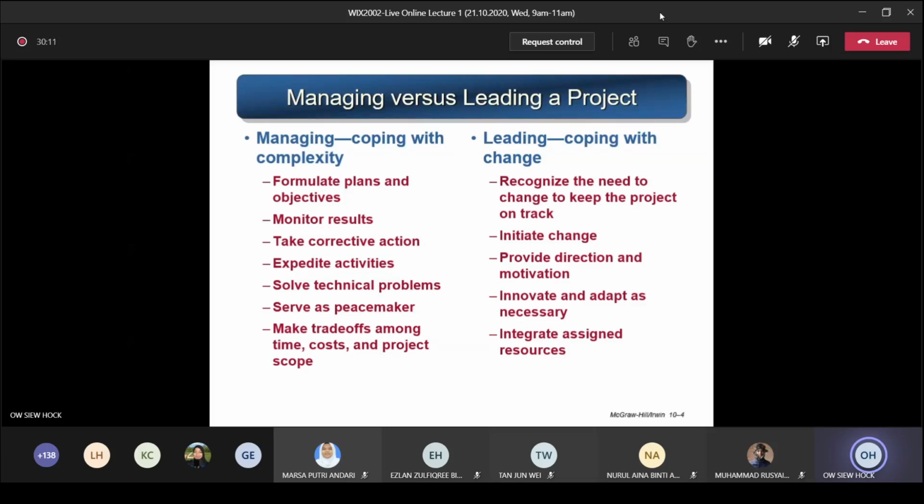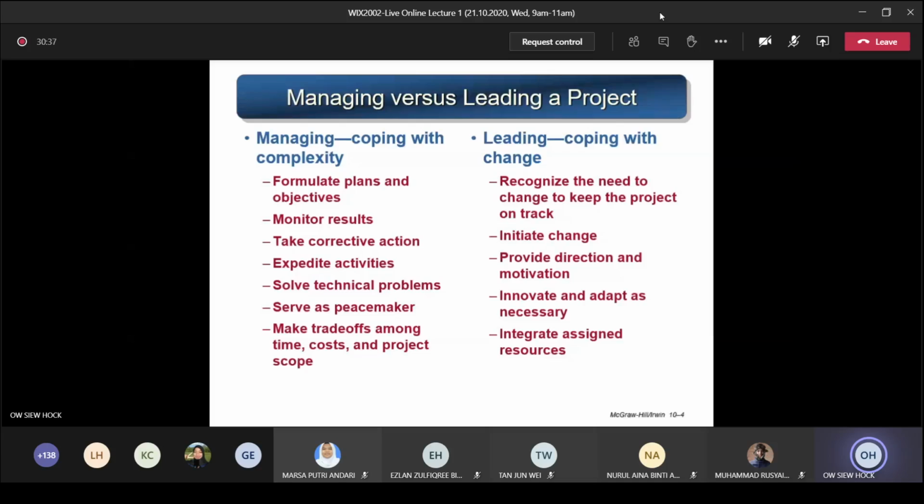If there is some kind of conflict, quarrel or argument, you have to resolve the conflict amicably. Make trade-offs among time, cost, and project scope. Many of you, a few teams, are facing the problem of project scope, so you need to make a trade-off and sacrifice something, such as reducing the project scope or extending the timeline and so on.